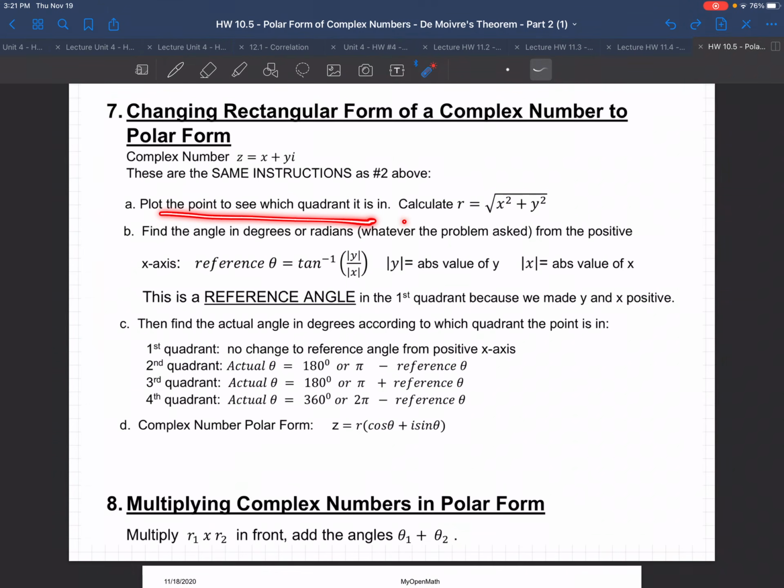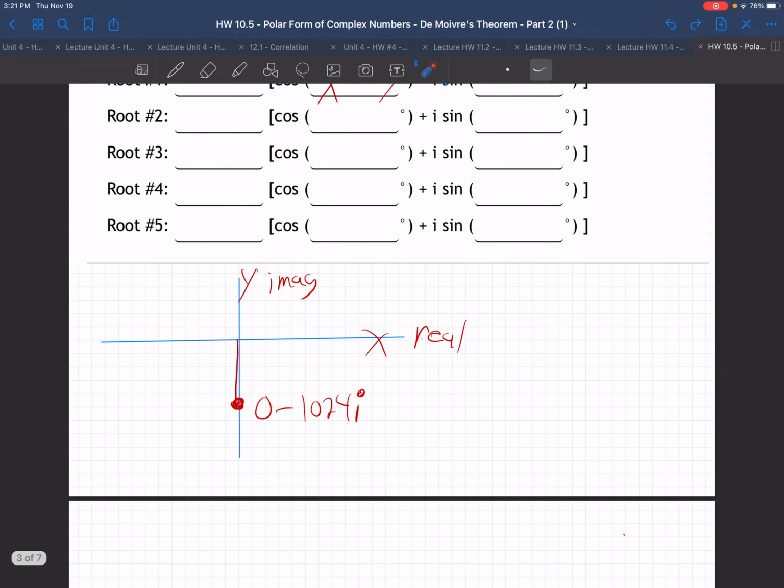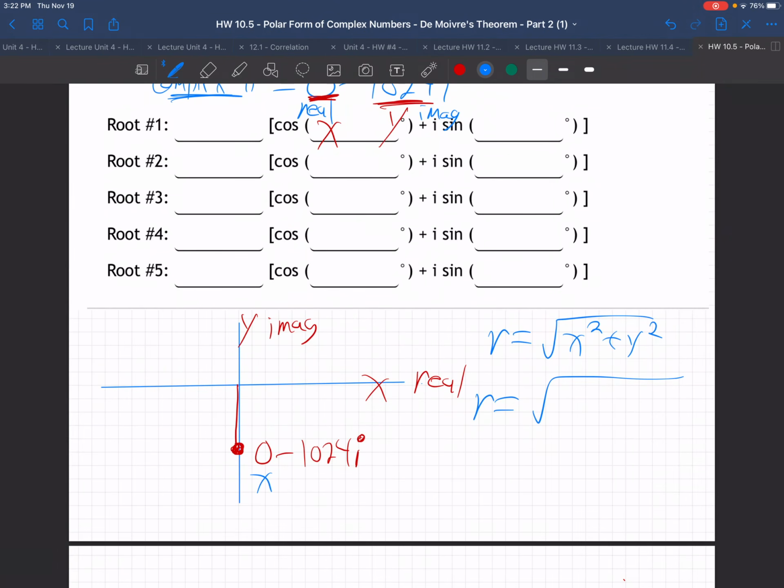See which quadrant it is in. Calculate R equals the square root of x squared plus y squared. R equals the square root of, now what's x and y? Well, this is x, this is y. 0 squared plus minus 1024 squared. Well, this part's just going to go away. It's the square root of minus 1024 squared.